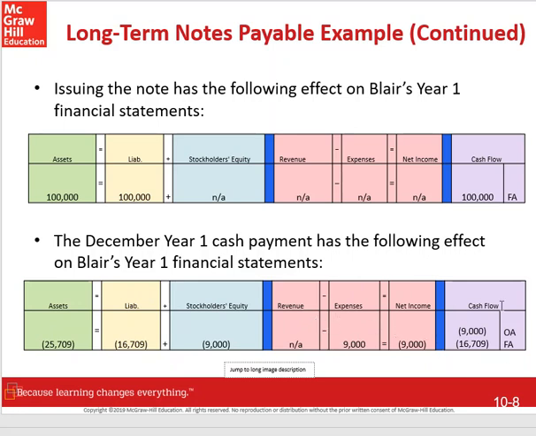What's important to note over here on the side under cash flows, the interest portion is OA, operating activity, because interest is always an operating activity for cash flow purposes. And the $16,709, the principal repayment, is FA. It's FA when we borrow the principal, and it's FA when we pay back the principal.